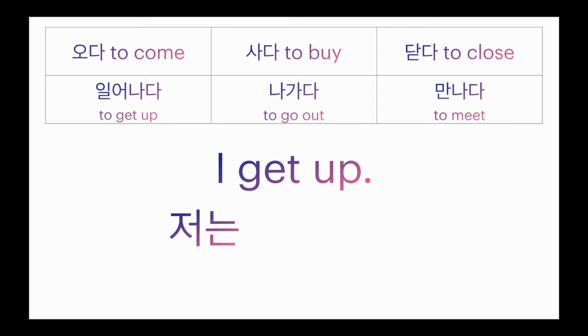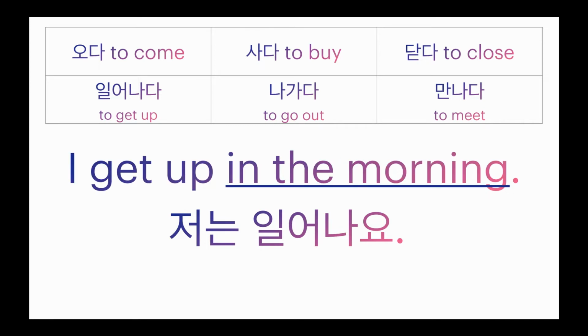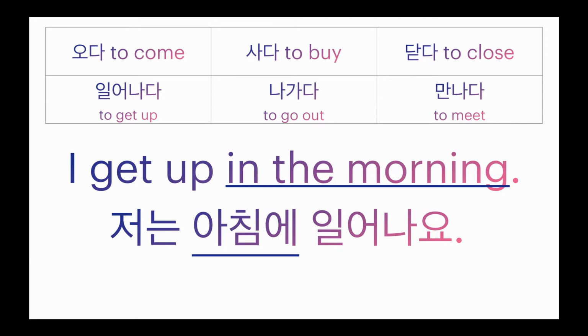저는, and the dictionary form, 일어나다, drop 다, add 아. But this na a vowel is very hard to say, so it just merges together into the one vowel, 일어나. And lastly, make it polite, 요. 저는 일어나요. Okay, how about I get up in the morning? 저는 아침에 일어나요.